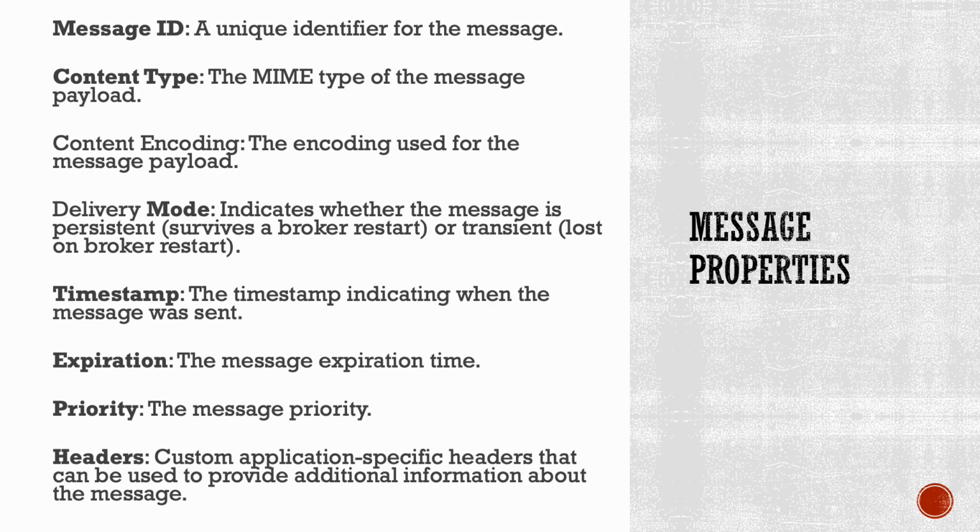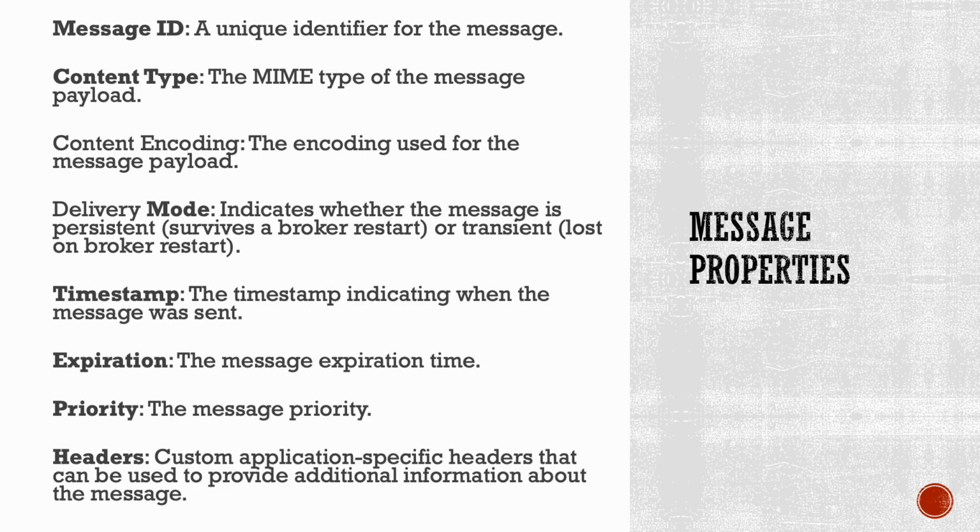Delivery mode. The delivery mode property indicates whether a message should be persisted or considered transient. When a message is marked as persistent, RabbitMQ ensures that it survives broker restarts or failures by saving it to disk. On the other hand, transient messages are not persisted and will be lost if the broker restarts or fails. The delivery mode property is useful when messages need to be reliably stored and delivered, especially in scenarios where data loss is not acceptable.